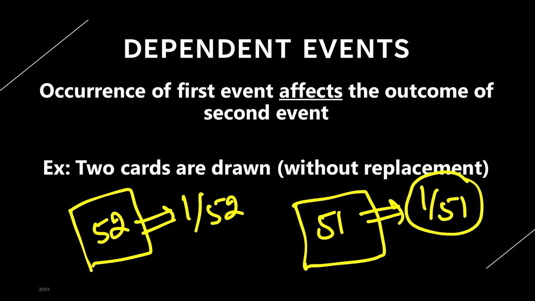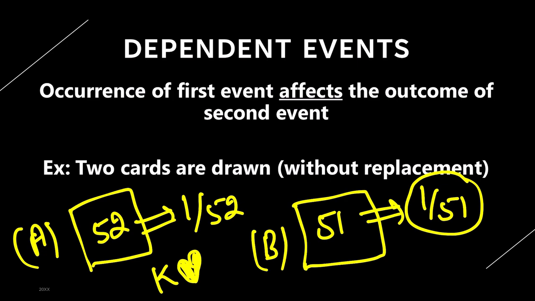Why? Because whatever card I am taking out, suppose I take out the King of Hearts. So in the second event, I will not have the King of Hearts. I cannot have the King of Hearts. So the first event is affecting the outcome of the second event. So these are the dependent events. I hope this is clear. What is independent and dependent?